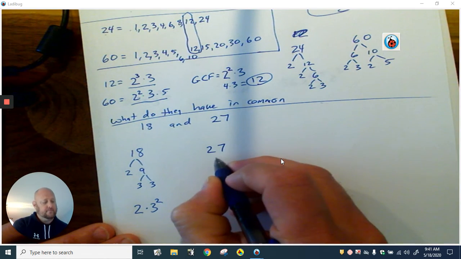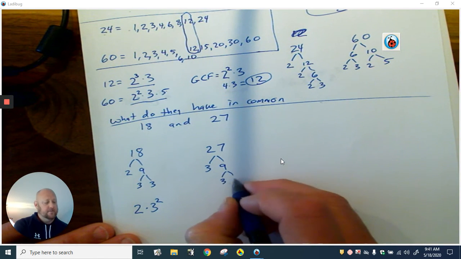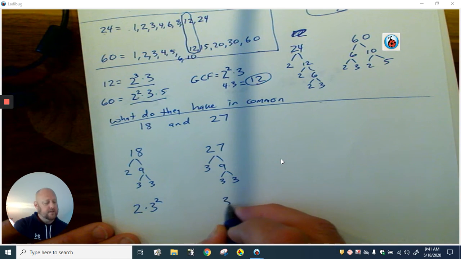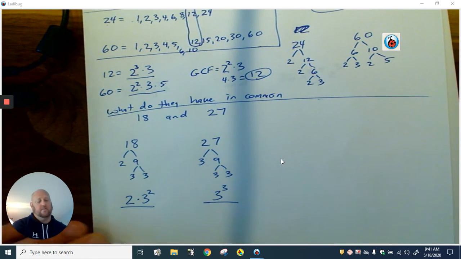27, well, 27 breaks down into 3 and 9. 9 is 3 and 3. So basically you just have 3 3s. So we're just looking at those two prime factorizations.